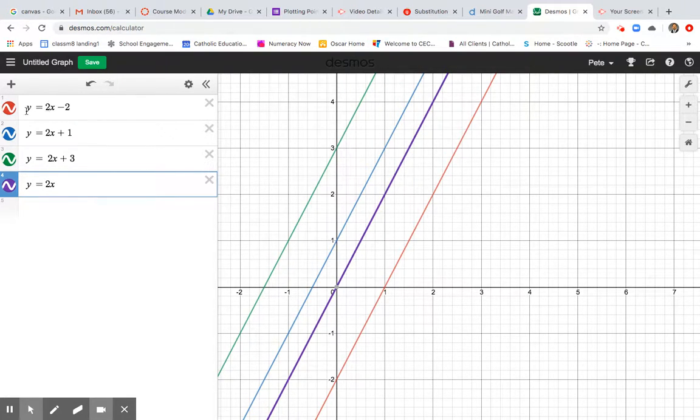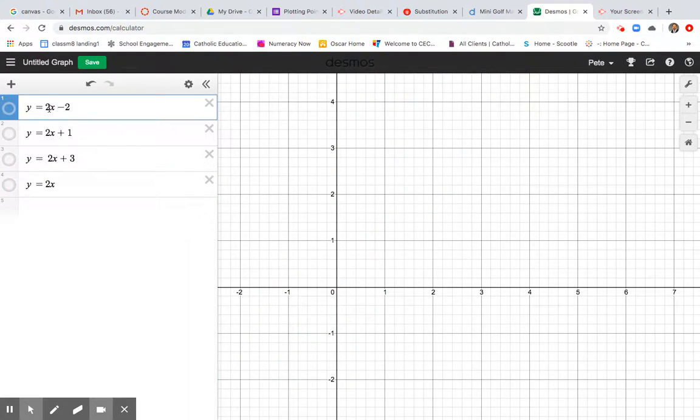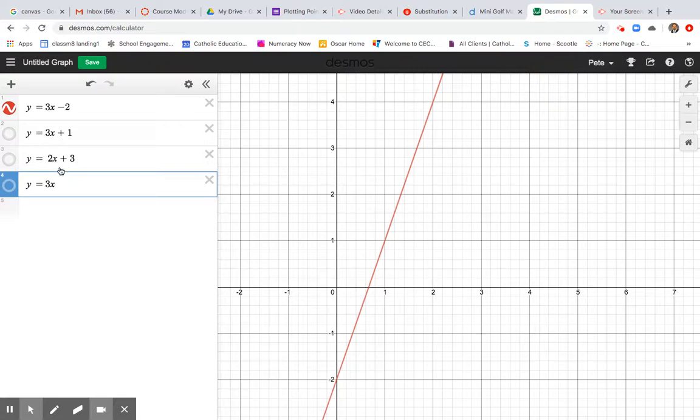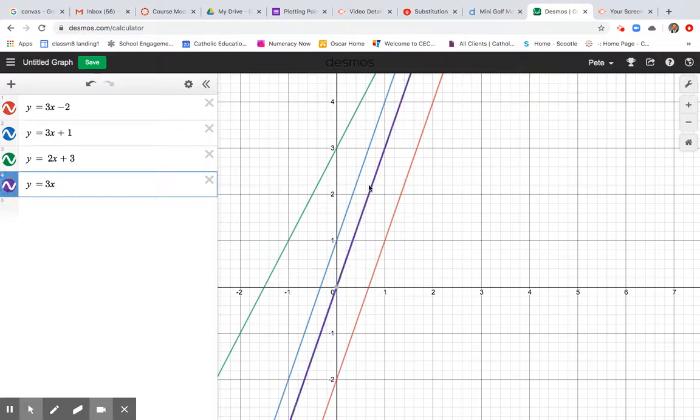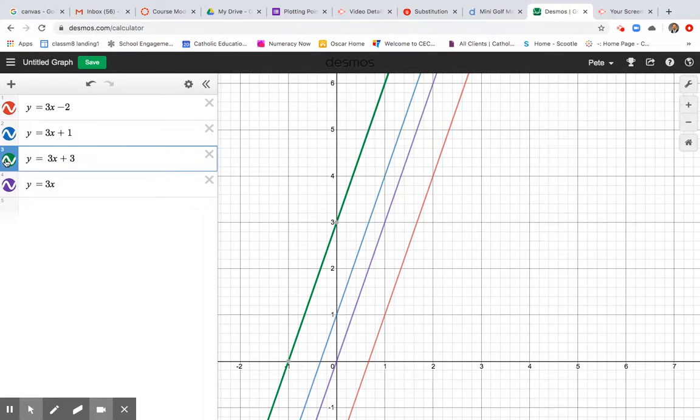I wonder what would happen if we change them all to 3x. Let's get rid of these and change them all to 3x. And I obviously didn't change one. I left it as 2x. And we should be able to see which one that is. And hopefully you can see that these three are all the same, and this one's different. Why is it different? Because it's the y equals 2x one. If we made that 3x, it would be the same again.